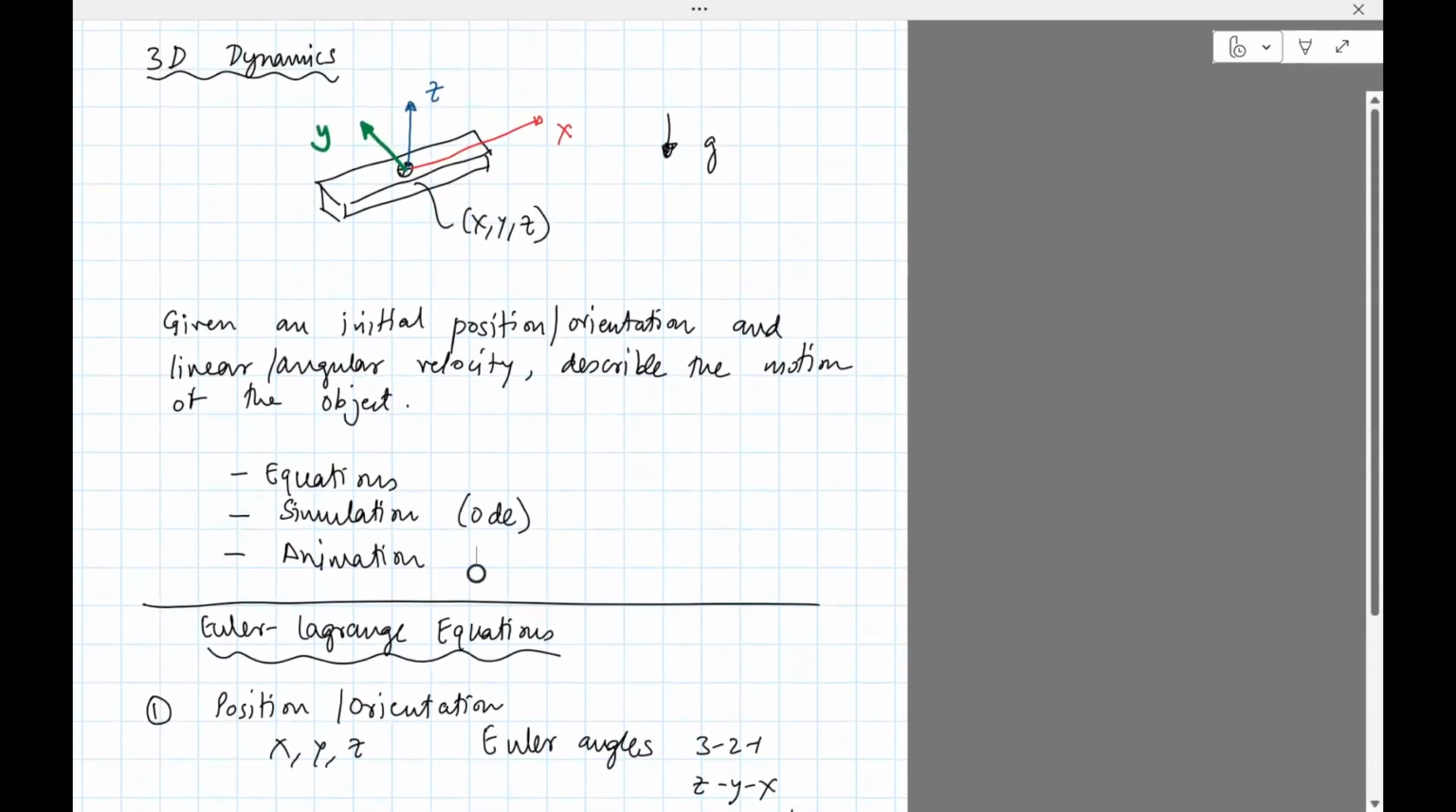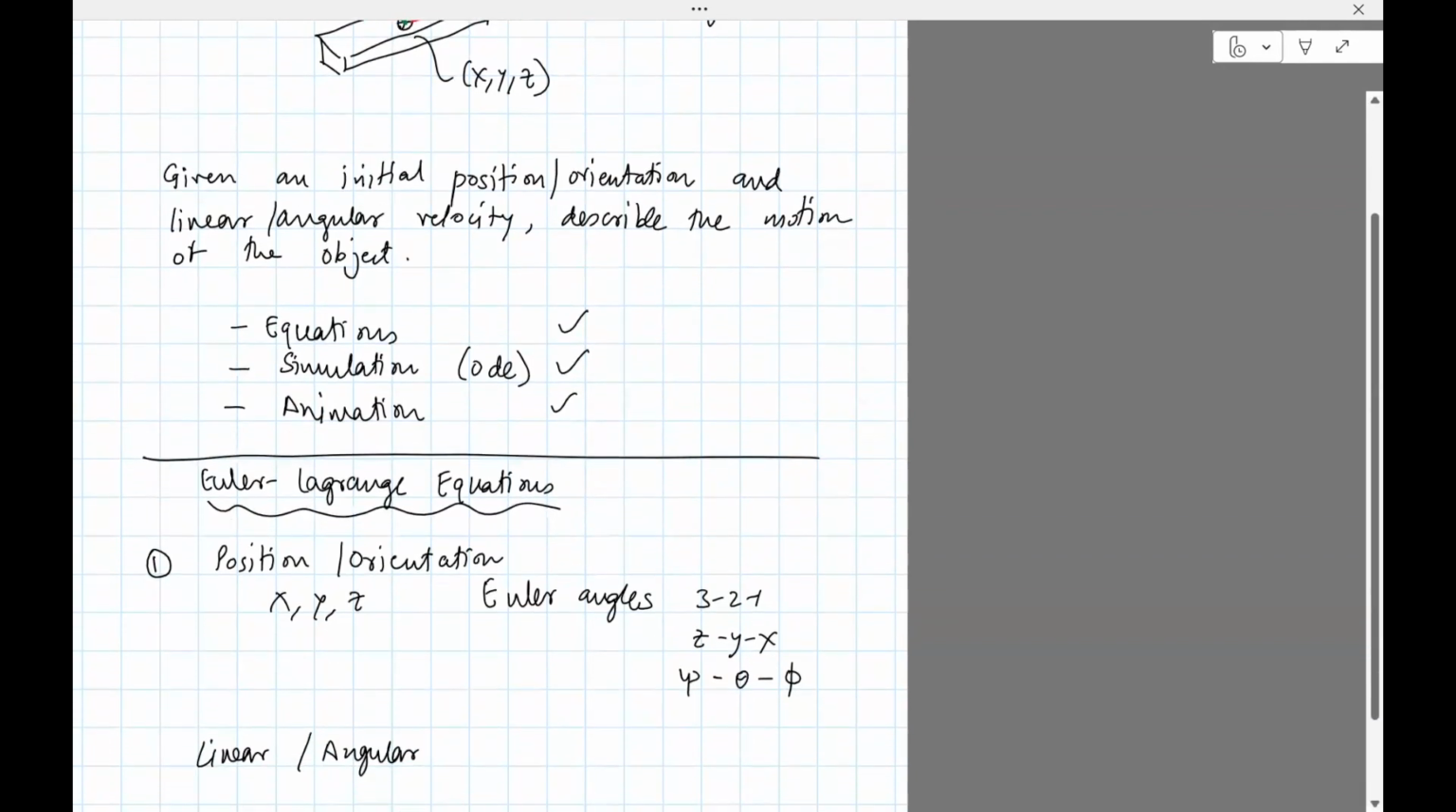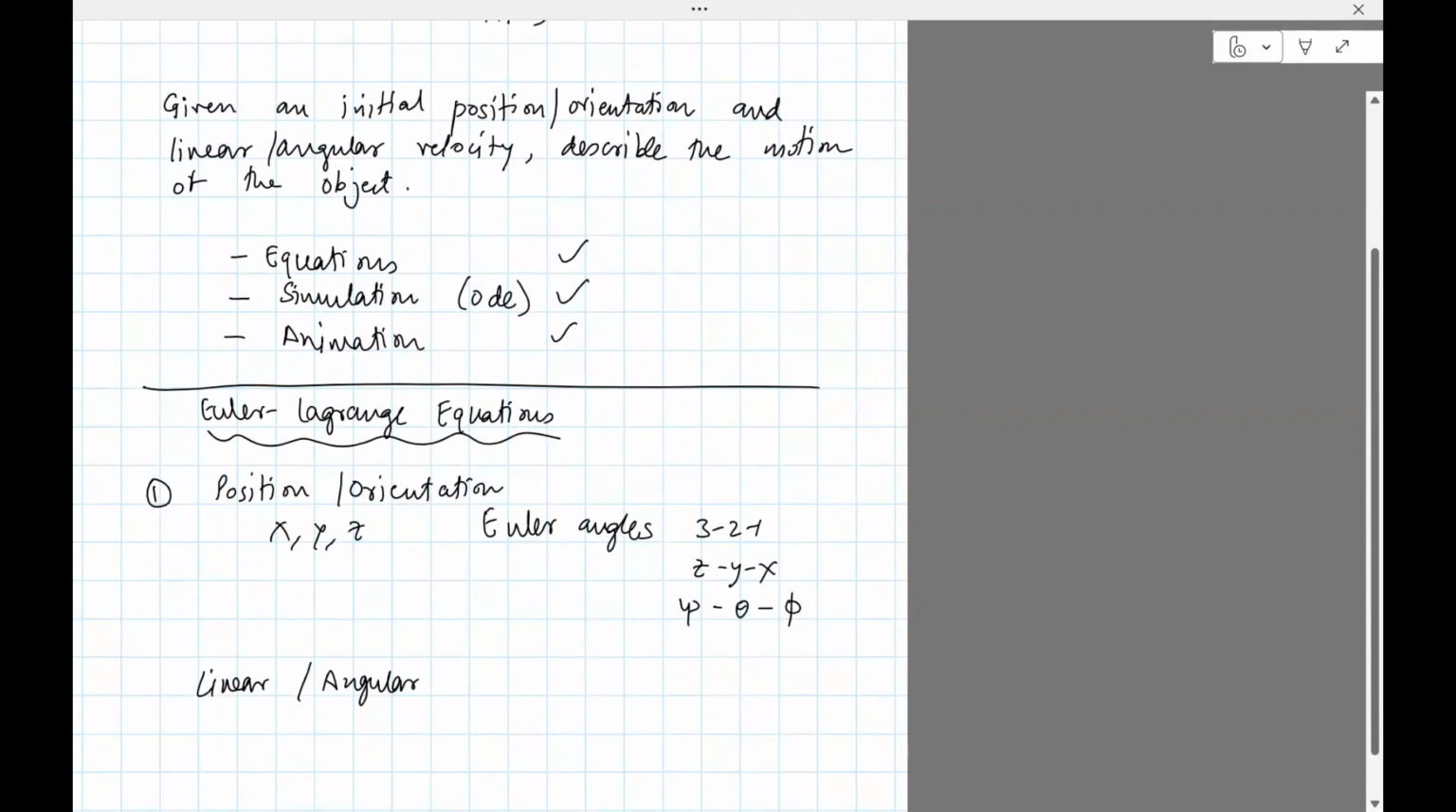Okay, so let me just recap. We are trying to do 3D dynamics of a three-dimensional object. So the question is, given initial position, orientation, and linear and angular velocity, we need to describe the motion of the object. We need to write the equations and create a simulation, which we'll do using ODE, and then animation. The first part is to compute the equations of motion, which we'll be doing using Euler-Lagrange equations.